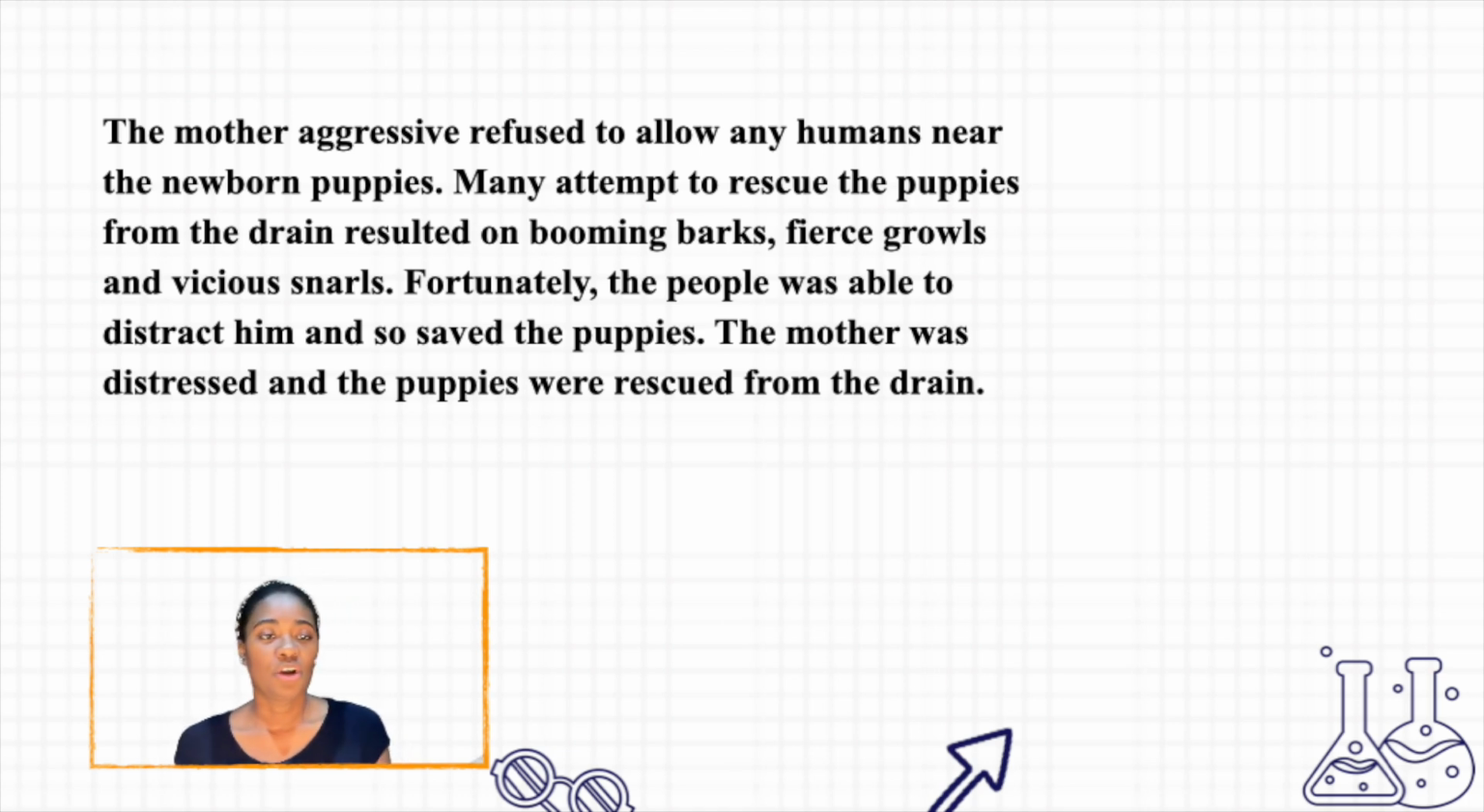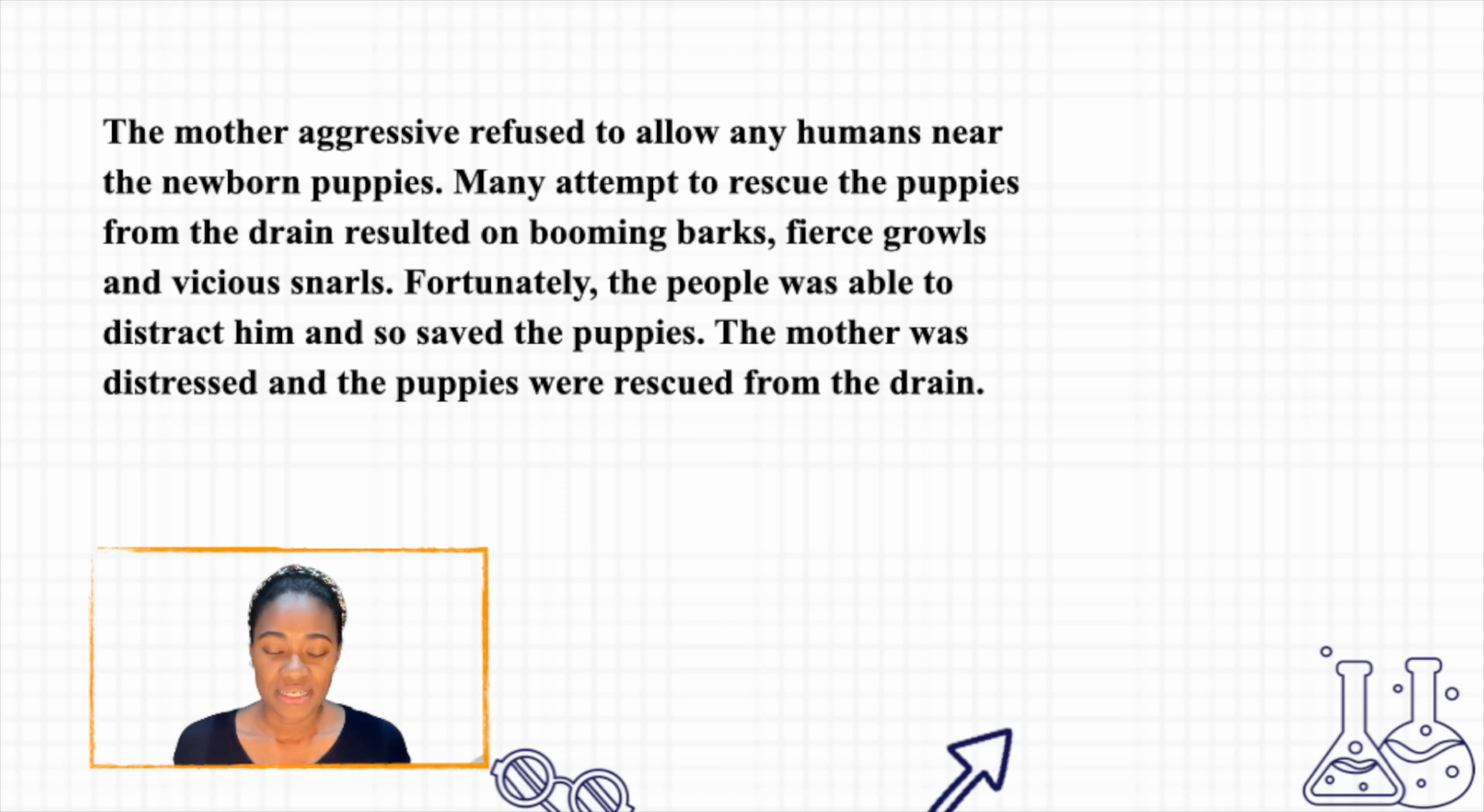The mother, aggressive, refused to allow any humans near the newborn puppies. Many attempts to rescue the puppies from the drain resulted on booming barks, fierce growls, and vicious snarls. Fortunately, the people was able to distract him and so save the puppies. The mother was distressed and the puppies were rescued from the drain.